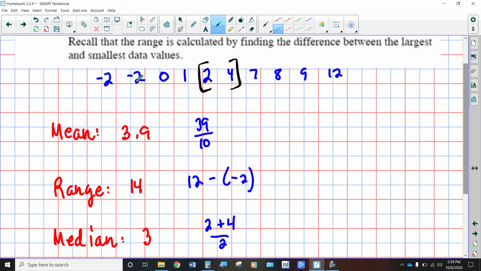The mean requires us to add all the numbers together. So if I add all these numbers together, let me go ahead and do some clustering. 8 and 2 makes 10. 9 and 1 makes 10. These two guys are negative 4, which cancels out with positive 4. And that leaves me with 10 plus 10 is 20, 32, 39. So we've got 39 divided by 10. Well, it was a nice denominator for finding the mean. 39 divided by 10 is 3 9/10.